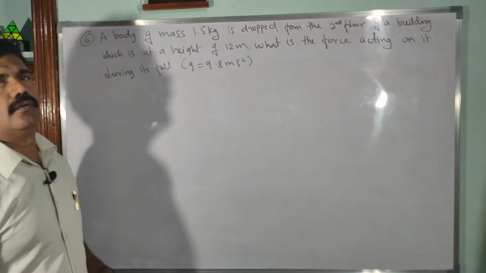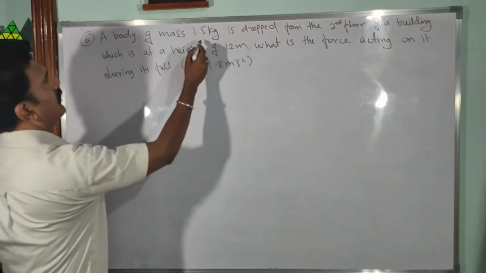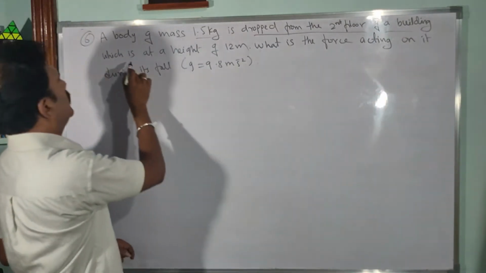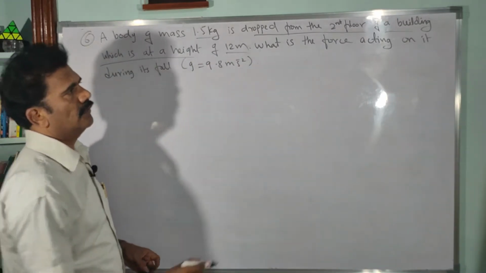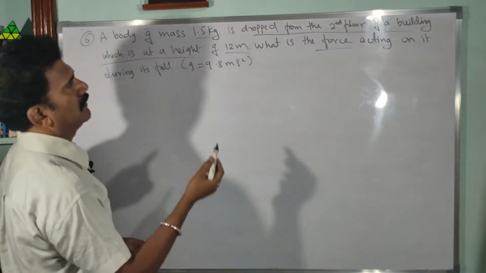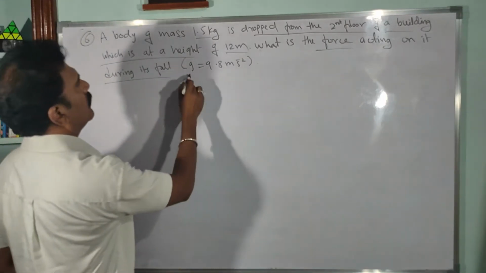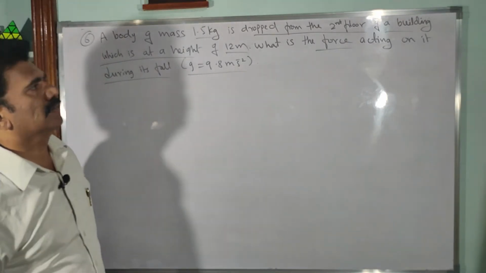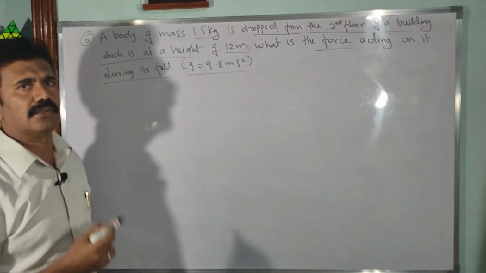Okay, now just look at another simple problem. A body of mass 1.5 kg is dropped from the second floor of a building which is at a height of 12 meter. What is the force acting on it? It is asked to calculate just the force acting on it during its fall. The value to be considered for acceleration due to gravity is 9.8 meter per second square. So this is a simple problem, you can try. Just pause the video and try to do it.